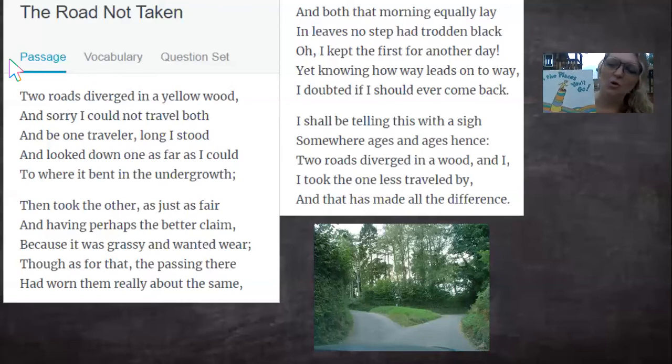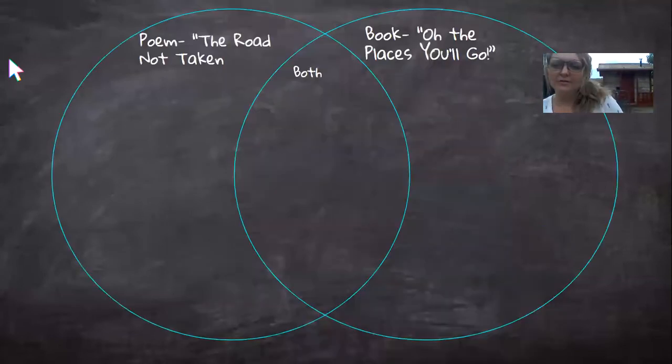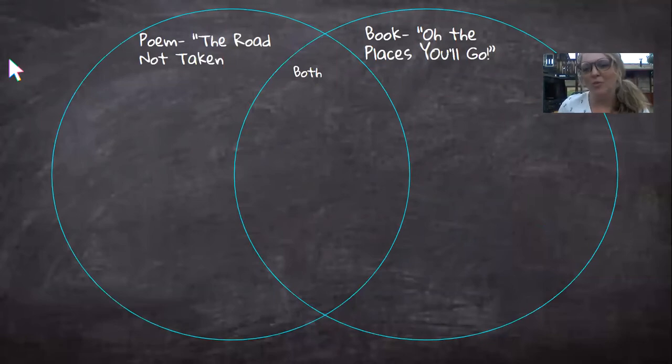Okay, guys, so the Places You'll Go. Now, we've read that story. Maybe you've taken a couple of notes throughout, or you're just remembering the theme of the book. That's what we're going to focus on. What is the theme of Oh, the Places You'll Go and The Road Not Taken? Is there a similar theme, even though one of them is a poem and one of them is a fictional children's story?